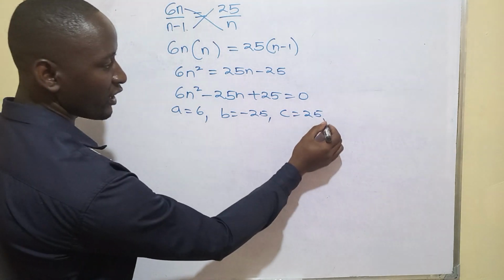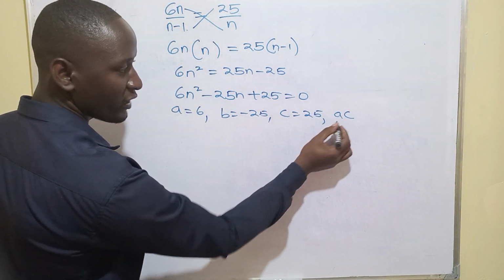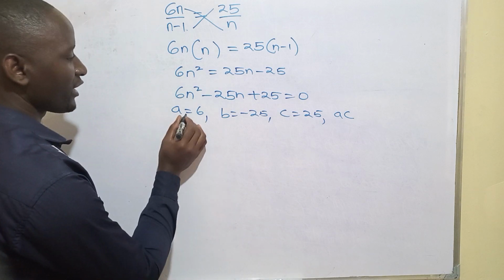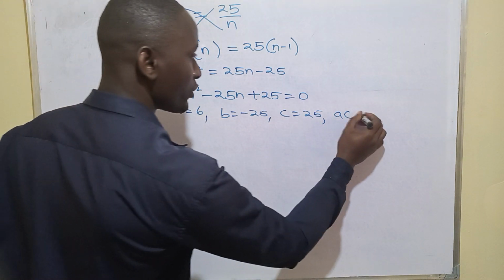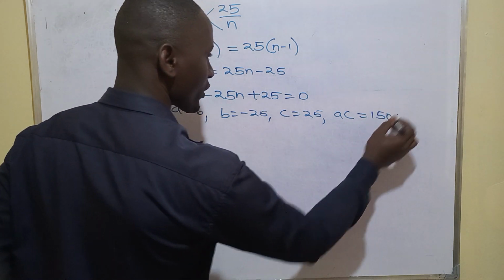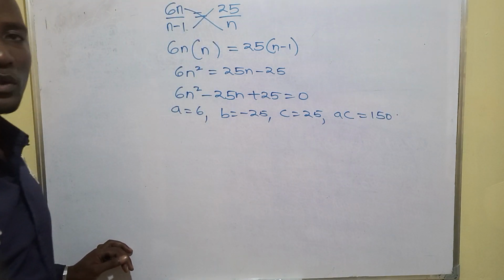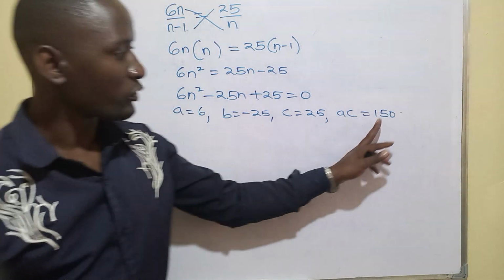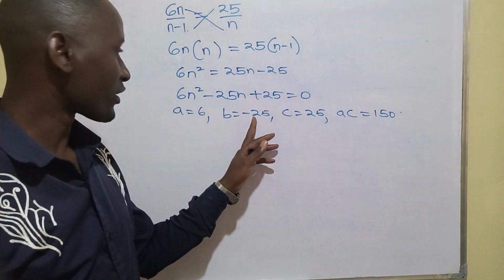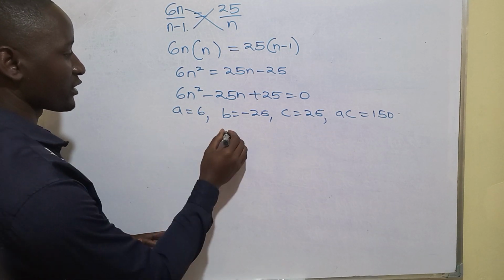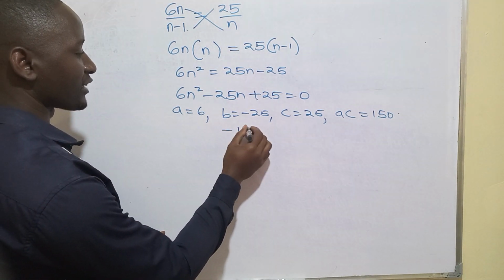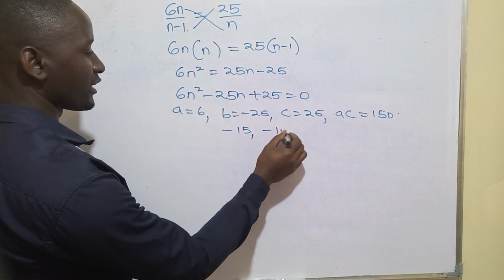So what you're supposed to do here is to find the product of a and c. A is 6, c is 25. If you multiply them, you'll get 150. So you'll go ahead and look for two numbers that when you multiply, you get 150, and when you sum them, you get negative 25. Those numbers, you should get them as negative 15 and negative 10.